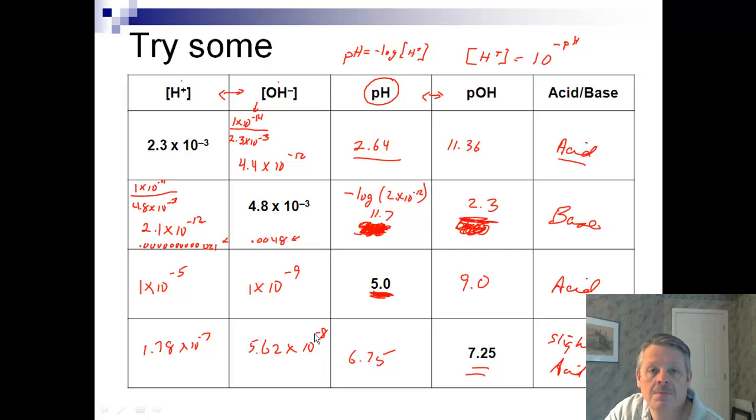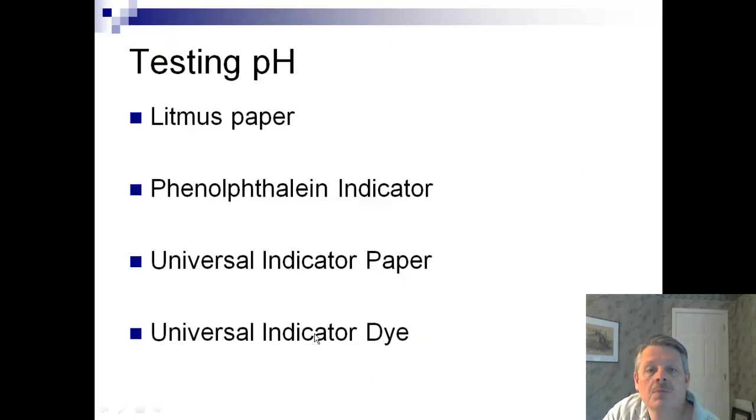All right, so that's it for those. Remember how to test pH? We can test pH using litmus paper, the blue paper and the red paper. We can use phenolphthalein as an indicator. Remember, it is either clear or it turns pink. And then we have universal indicator paper, which turns all sorts of colors, and universal indicator dye, which at neutral is green, and then turns different colors for red or purple, depending upon whether they're acids or bases. And again, you'll see that in the next podcast.